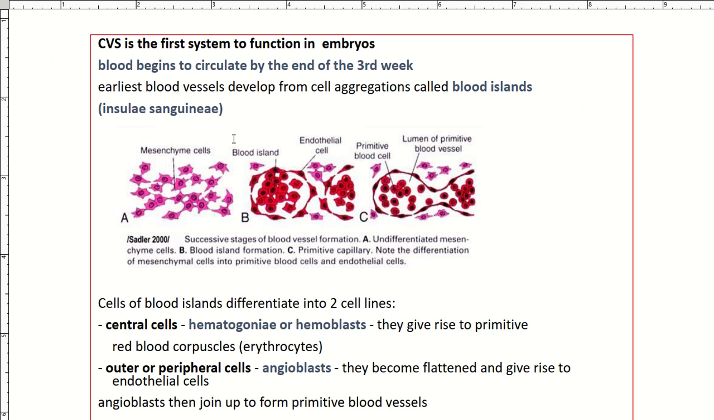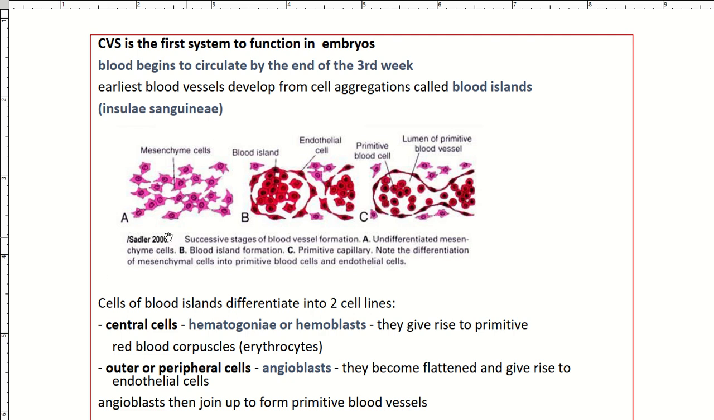The cardiovascular system is one of the first systems to function in the embryo. It begins by the end of the third week. To be more specific, the first heartbeat is felt on the 21st day. So it develops by cell aggregations that are called blood islands.